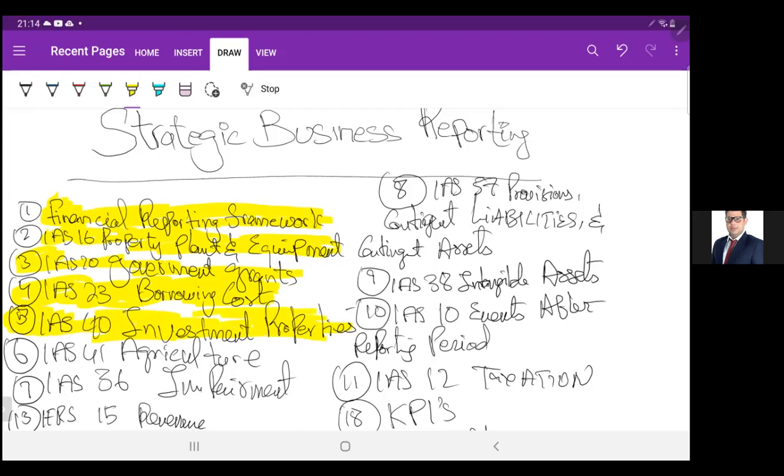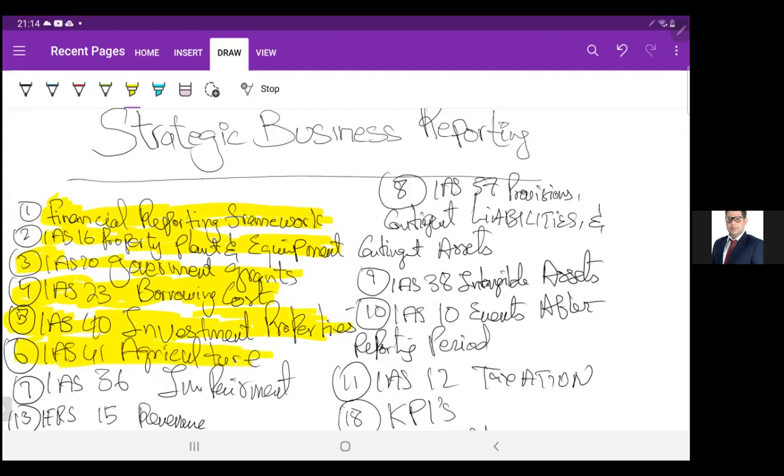Then we have IAS 41 Agriculture. What is agriculture produce? What is agriculture harvest? How to account for it, whether we use the cost model or the fair value model or both. What are the requirements of that? We will look at that in more detail.